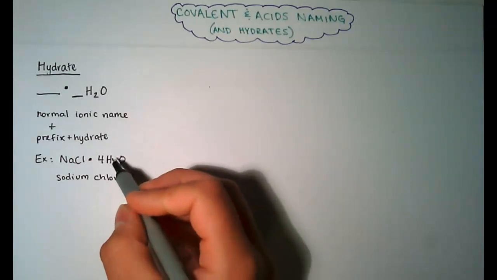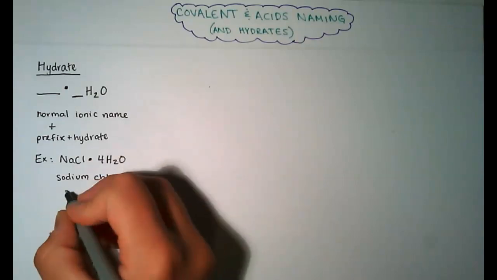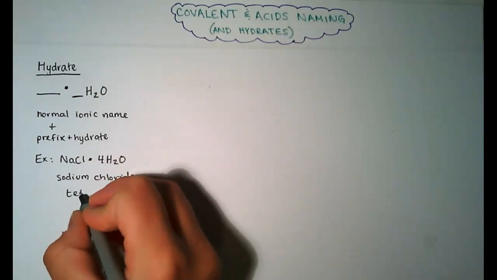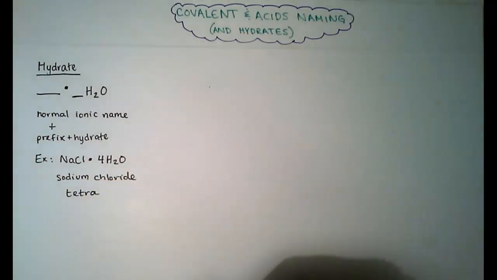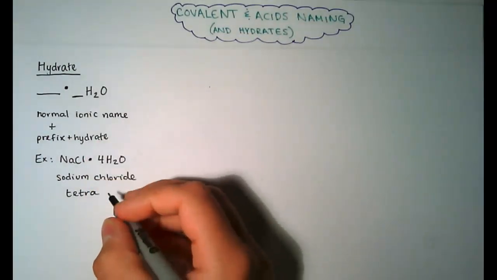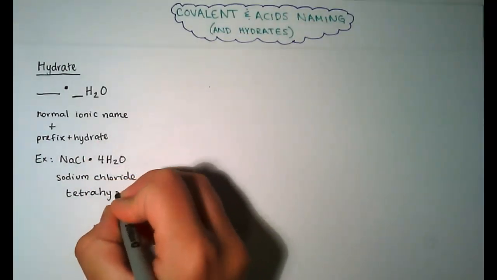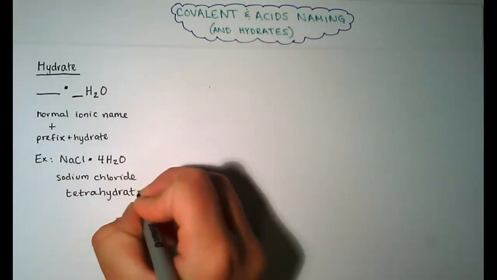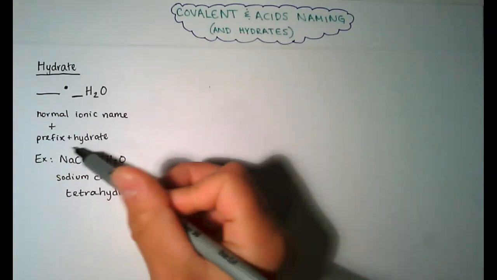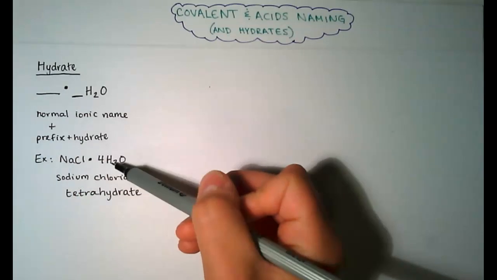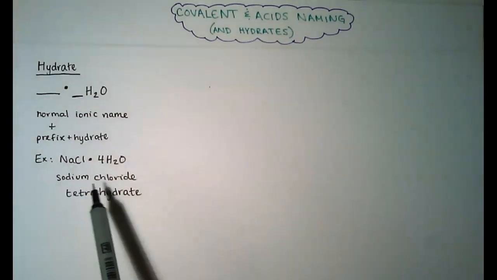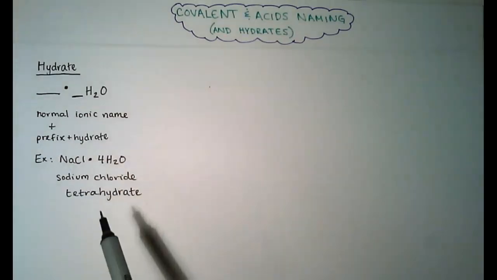So the prefix that means 4 is tetra. Think about Tetris with 4-sided shapes. Tetra, and then I add hydrate. And that is all one word. So the correct name for NaCl.4H2O is sodium chloride tetrahydrate.